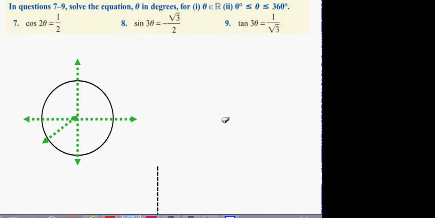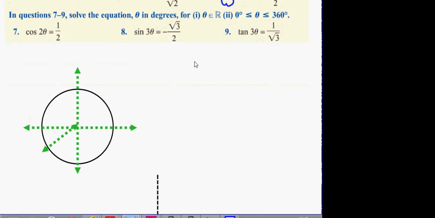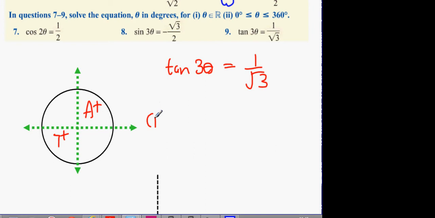Okay, tan. Now that was just tan theta. This is tan 3 theta, which makes it more difficult, okay? Tan 3 theta equals 1 over root 3. Lads, where is tan positive? All and T. Rule 1 and rule 3. Rule 3 is 180 plus reference equals the angle we're talking about.